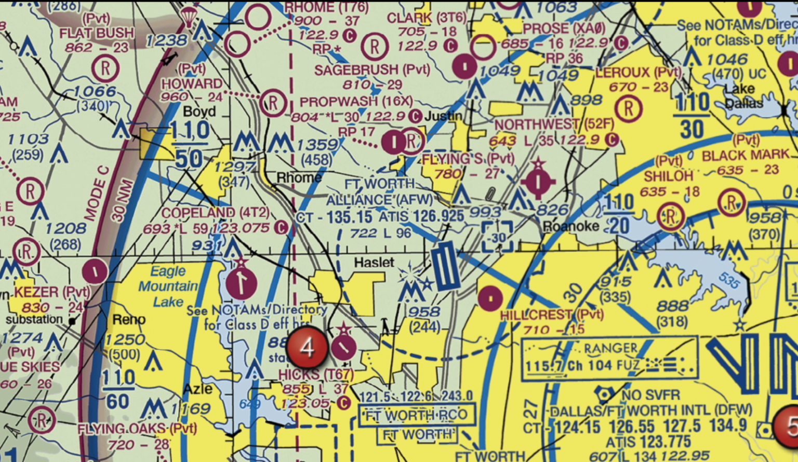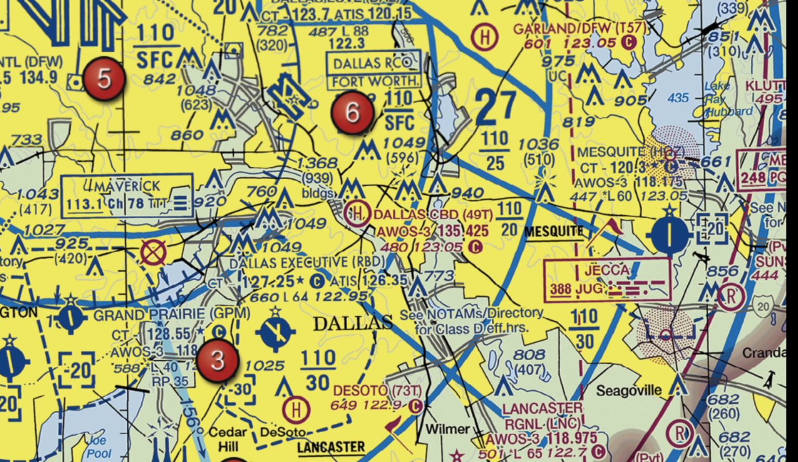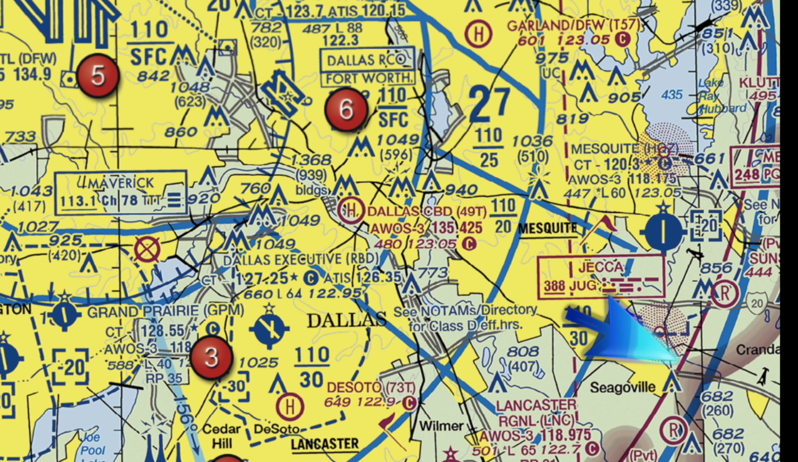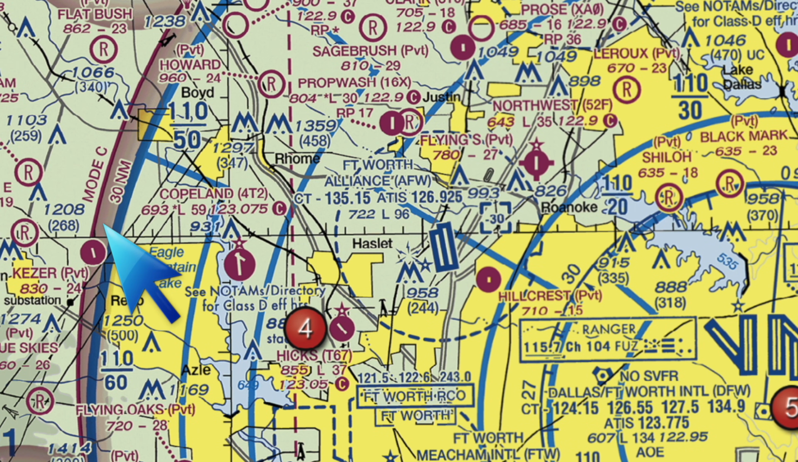Let's do one more symbol and then we're going to call it a night. This symbol that I just zoomed in on is one of the most important symbols on the chart, and I never heard about this until recently. Do you know what I'm referring to? I'm pointing to it on screen right now. This ring is around the entire airport, and it says Mode C. What is that, and what does the 30 NM mean? I never even paid attention to this until recently.